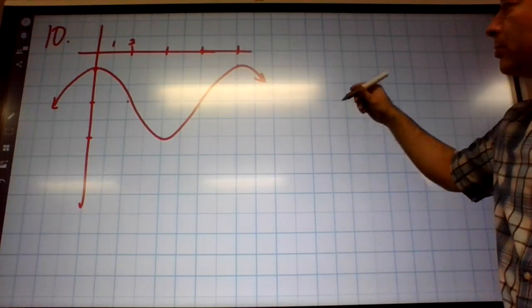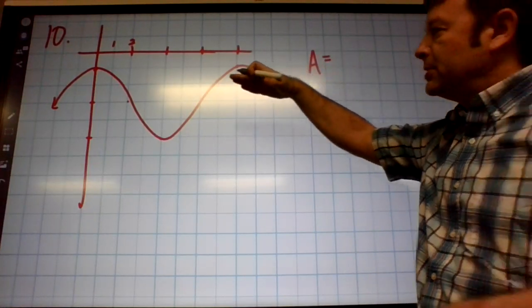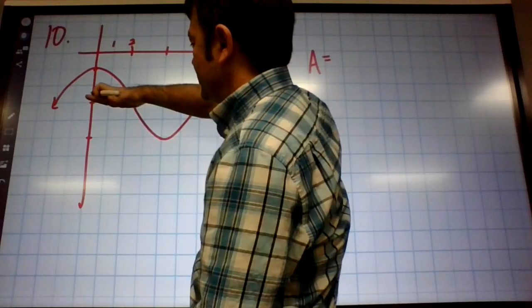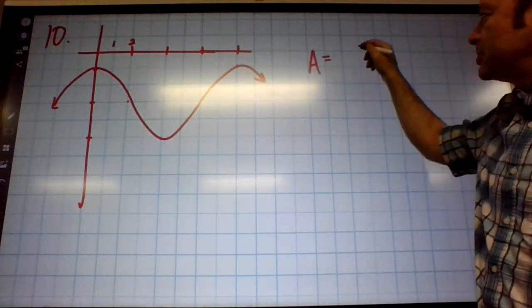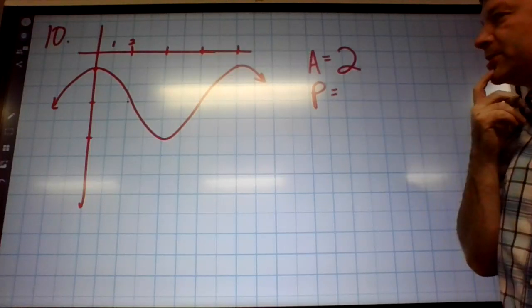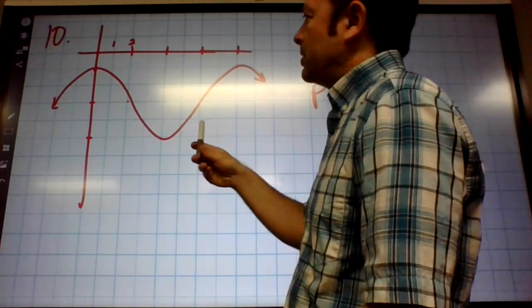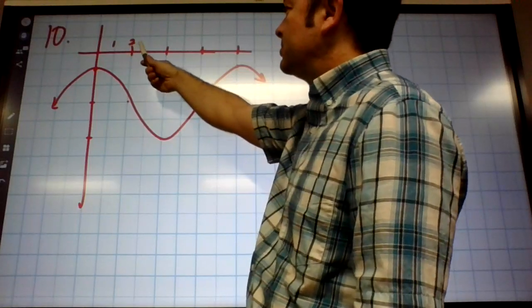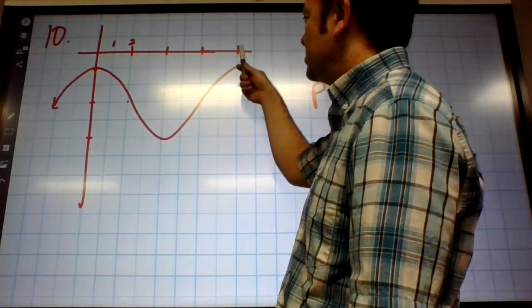Okay, what is the amplitude on this one? 2. So from the middle of the graph, which is right here, it's going up 2 and down 2. So the amplitude. Okay, what is the period? I'm counting by 1, or I guess these marks are 2s. So 2, 4, 6, 8.